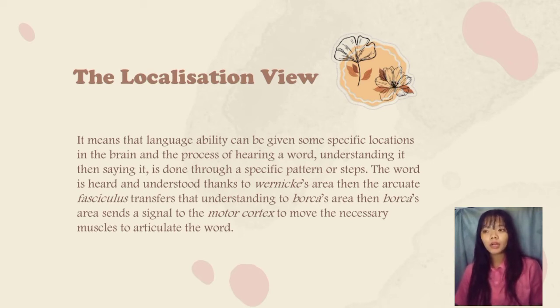The word is heard and understood thanks to Wernicke's area. Then the arcuate fasciculus transfers the understanding to Broca's area. Then Broca's area sends a signal to the motor cortex to move the necessary muscles to articulate the word.